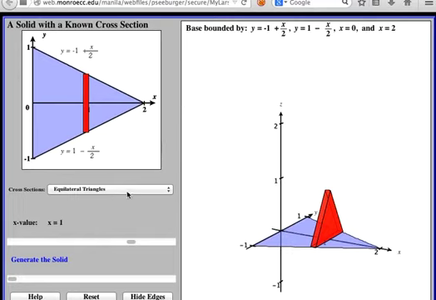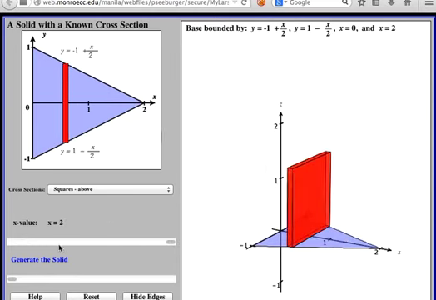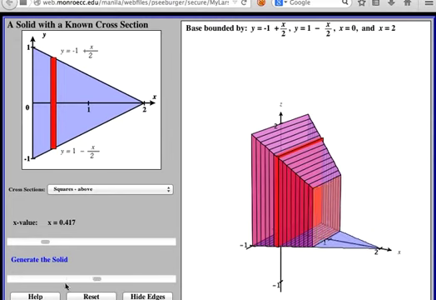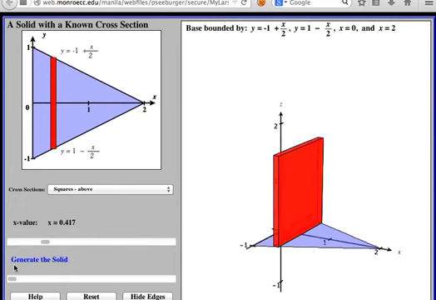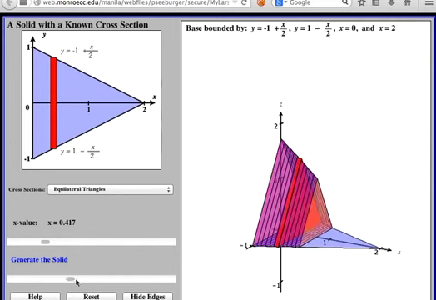It's the same idea. This base, however, is different, but we can run through exactly the same types of cross sections. Square cross sections as it runs through that area, and of course the volume is generated by adding up the infinite number of infinitesimally thin square cross sections. Or, of course, we can go back to equilateral triangles and generate that solid again, looking a little bit different because the things that are coming up from that base are no longer squares, they're equilateral triangles.